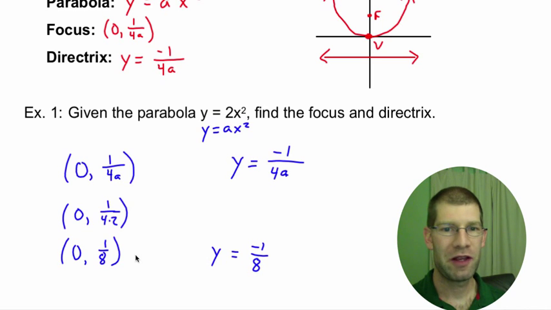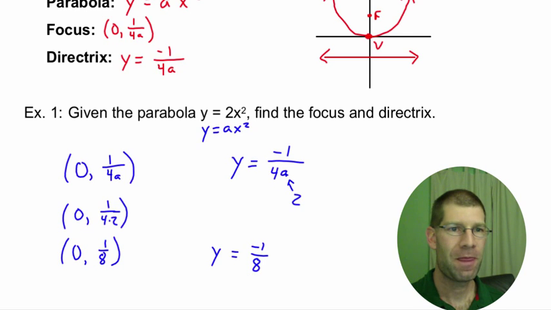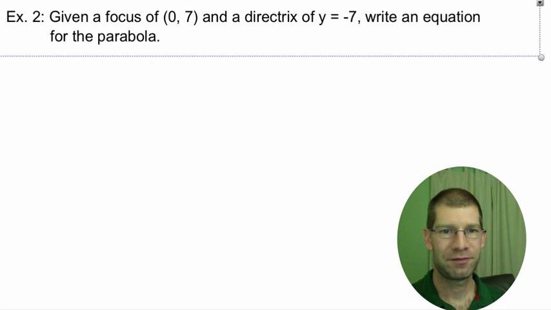So that would totally be a way that you could get it without even having to go back to the equation. If you wanted to do the equation, you could put a 2 in there for a. 4 times 2 also gives you the 8. So that's my first example.